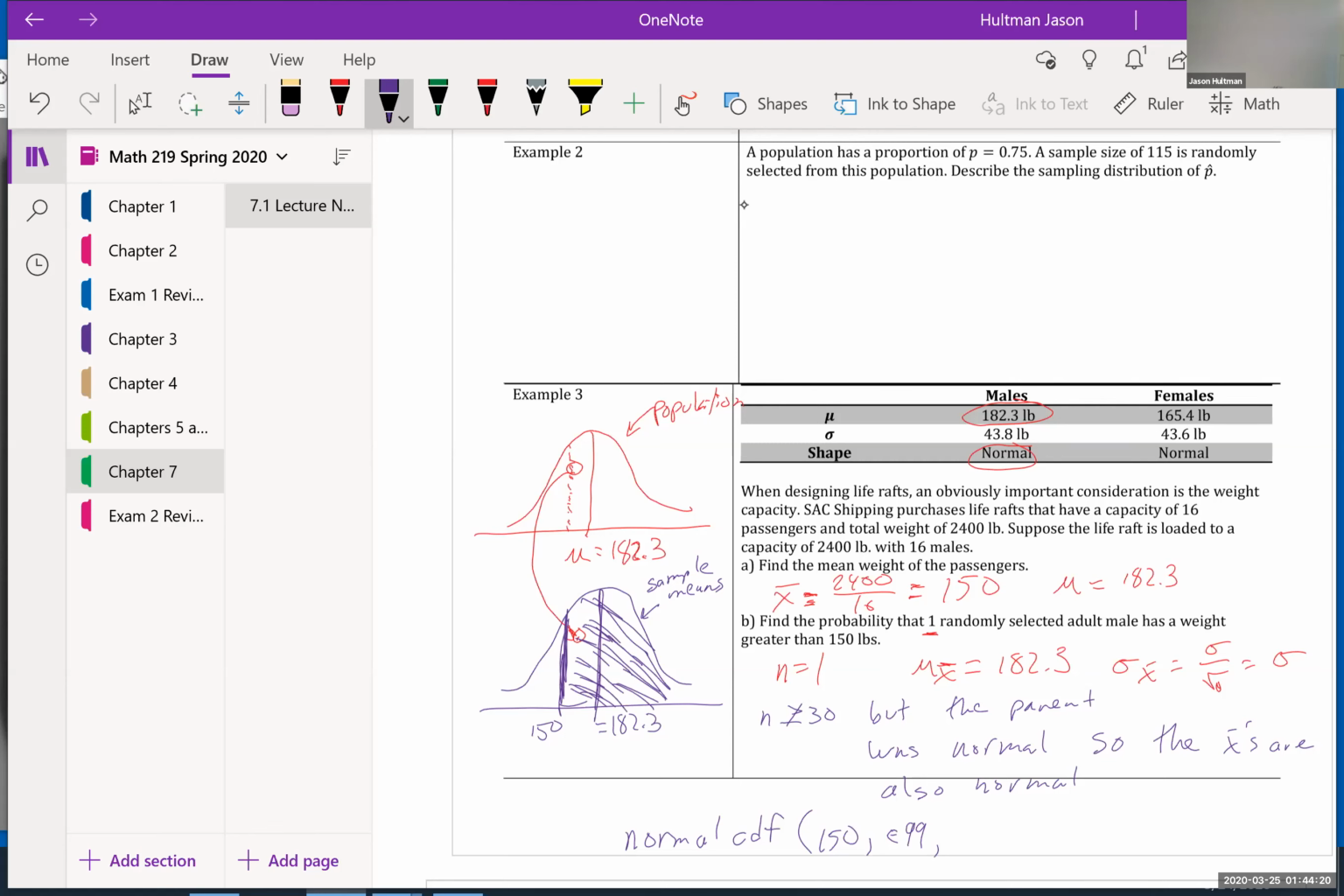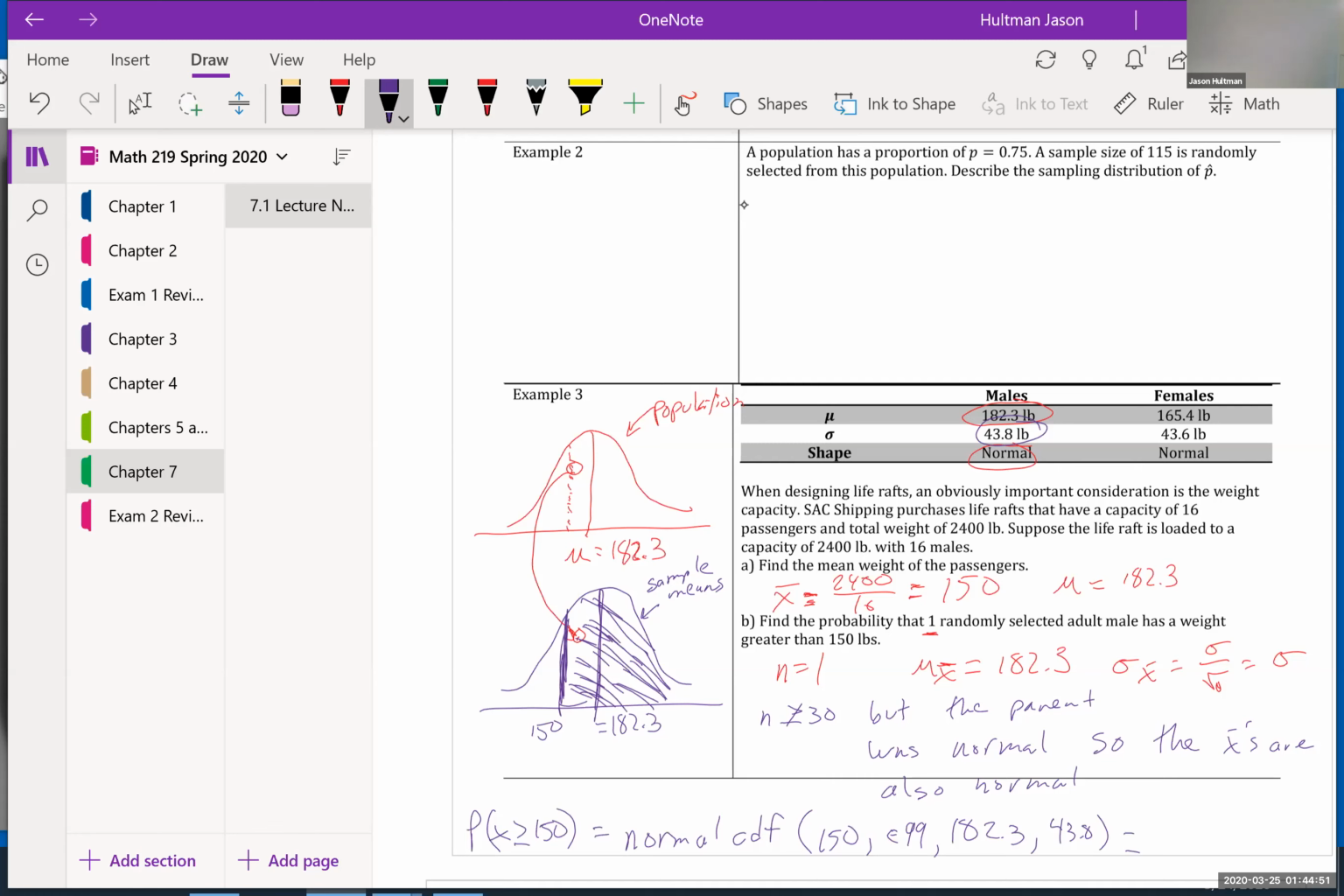And what's the mean? Well, it's 182.3. And what's the standard deviation? Well, the standard deviation is just the standard deviation of the original distribution. That's 43.8. So this is the probability that x is greater than or equal to 150. And so I just plug that into my calculator.